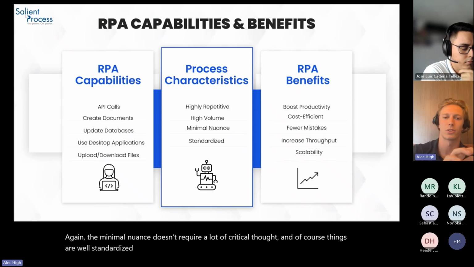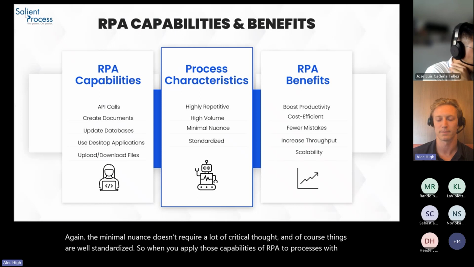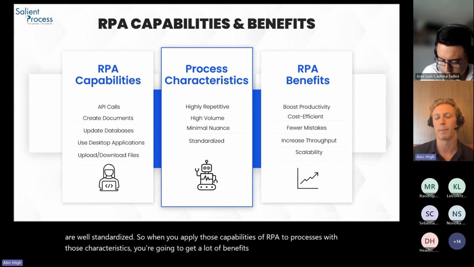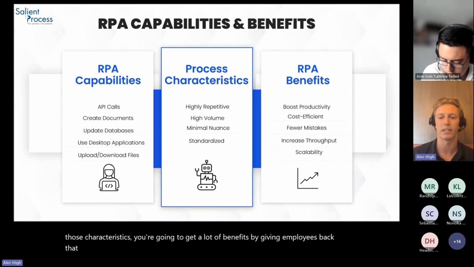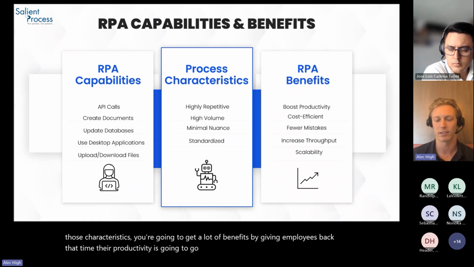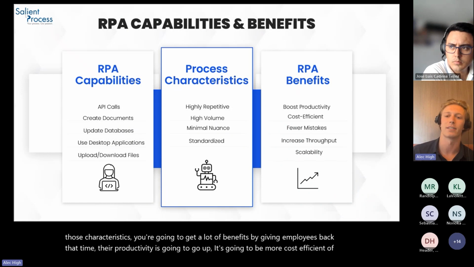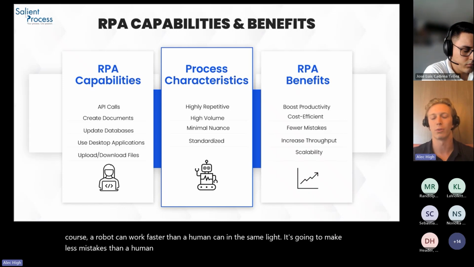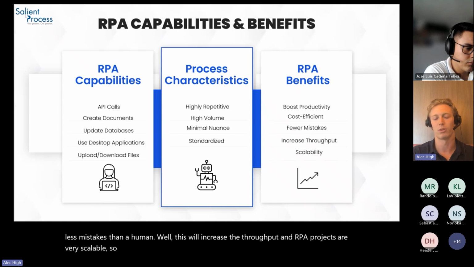So when you apply those capabilities of RPA to processes with those characteristics, you're going to get a lot of benefits by giving employees back that time. Their productivity is going to go up. It's going to be more cost efficient. Of course, a robot can work faster than a human can. In the same light, it's going to make fewer mistakes than a human will. This will increase the throughput, and RPA projects are very scalable. So once you find one opportunity, you can build on it from there.